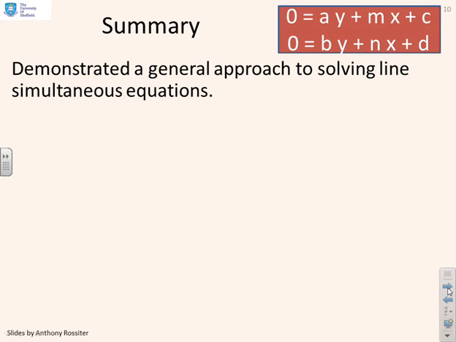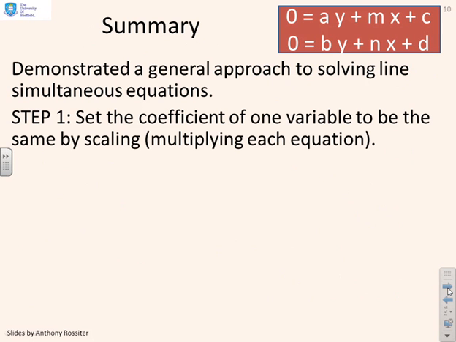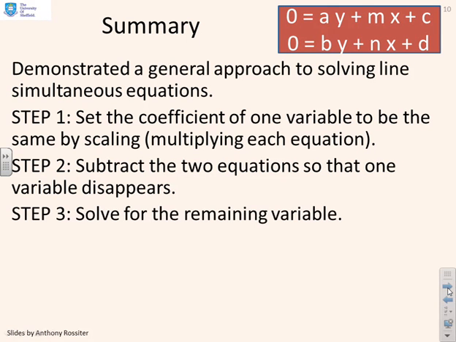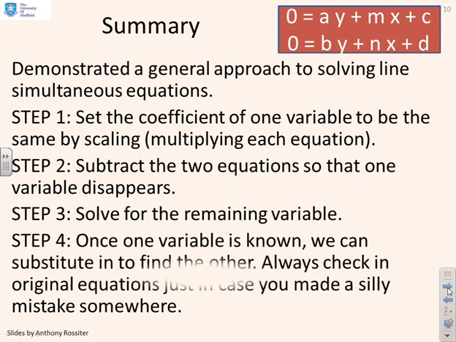So in summary, we've demonstrated a general approach to solving simultaneous equations of straight lines where there's 2 of them. The first step, set the coefficient of one variable to be the same by scaling, that's multiplying each equation as required. Step 2, subtract the two equations so that that particular variable disappears. Step 3, solve for the remaining variable. Step 4, once you know one variable, you can substitute this into an original equation to find the other, and then use the final equation to do a check to make sure you haven't made a silly mistake.